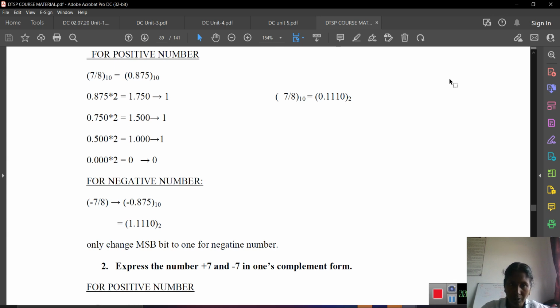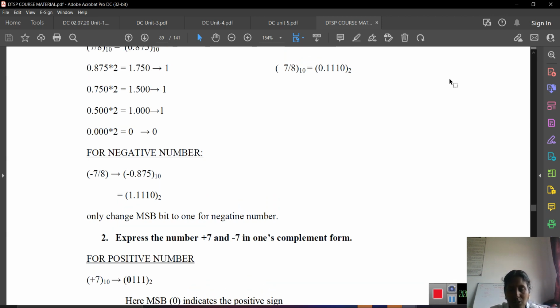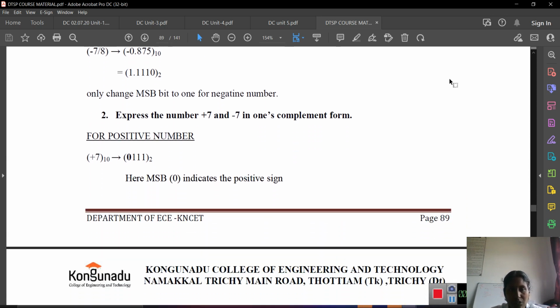So, now we take the value 0.1110. Now we have the negative number, minus 7 by 8, which is equal to minus 0.785. At that time we have to put a 1 for the negative number, as the integer part, we have the value 1. For 1.1110, in 2's form, only the MSB bit changes to 1 for the negative number.